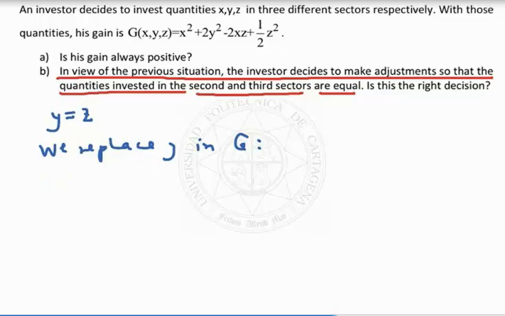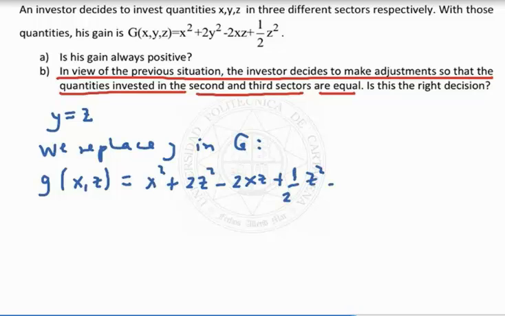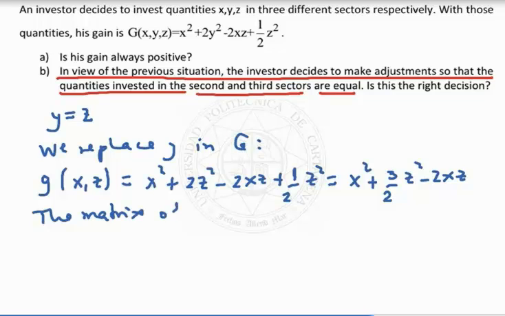So the lowercase g of X and Z equals X squared plus 2Z squared minus 2XZ plus 1 over 2Z squared, equals X squared plus 5 over 2Z squared minus 2XZ. So the matrix of the smaller g is lowercase a, which can also be seen in the video.